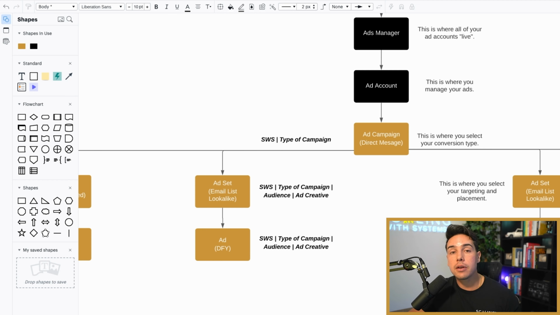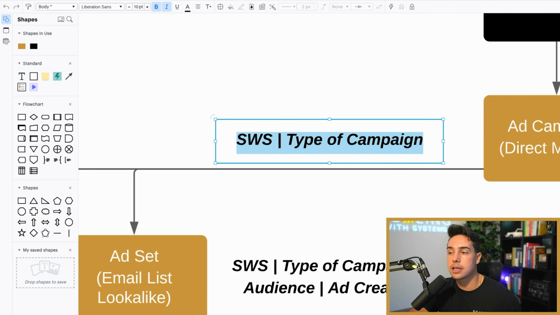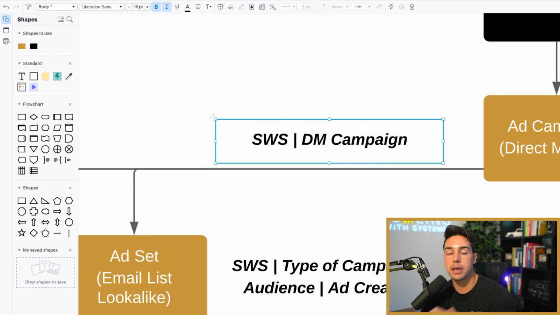So the naming convention that we love inside of our company and that we use for our clients is, at the very top, you have SWS, and then this is called a pipe right here, and we enter the type of campaign after that. So for example, we would say SWS, and then we would say DM campaign for direct messaging campaign.